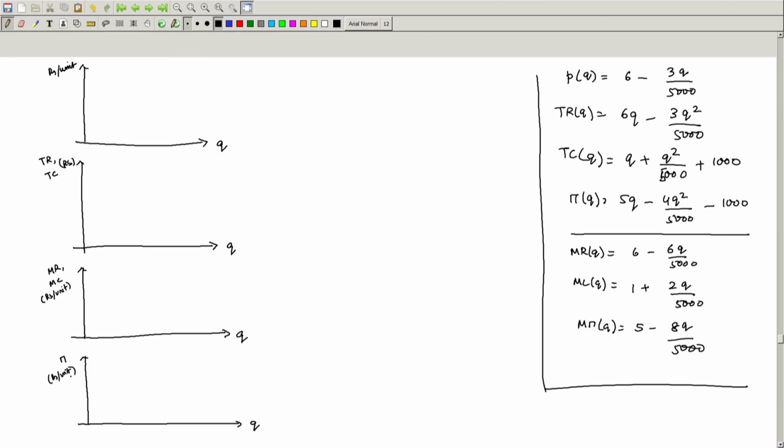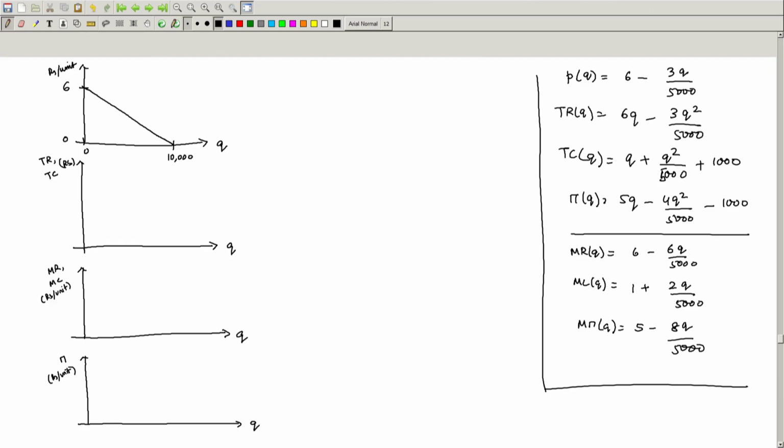Now, the inverse demand curve we already know, we have drawn it before. So, that starts at 6 and this is Q equal to 10,000, right. At Q equal to 10,000, the price is going to be equal to 0. So, that is the inverse demand curve.